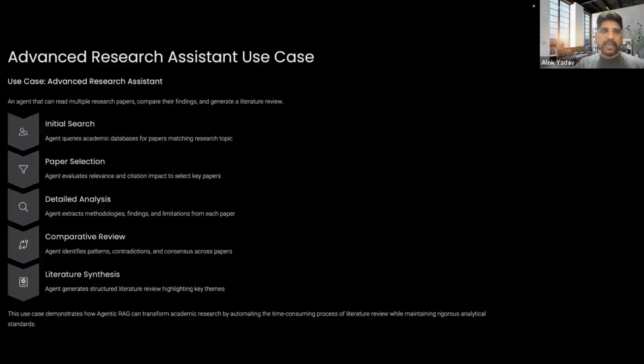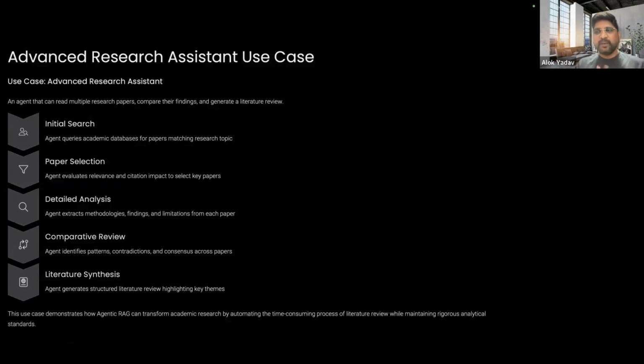Okay. And then we can see what kind of advanced reasoning use cases we can use. So you can see the agent can read multiple research papers, compare their findings, and then generate some literature review. So it can do an initial search. It can go to the database, look into the research papers on the topic that we select. We can select the paper.